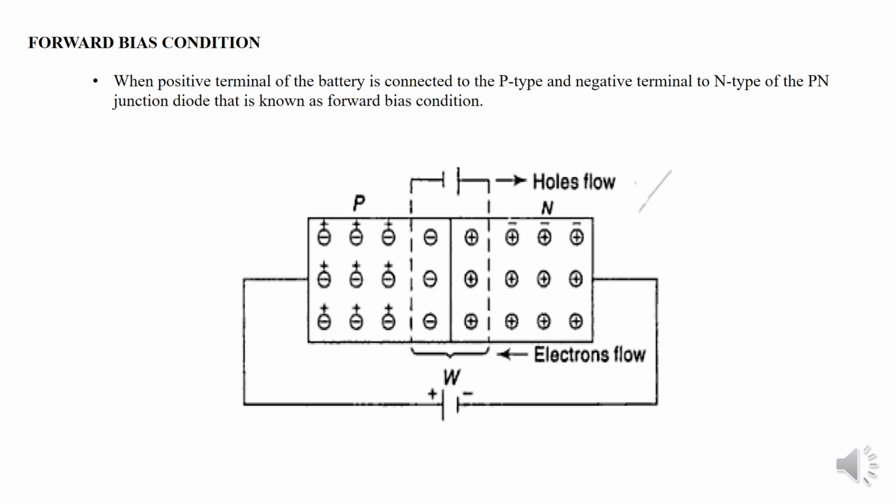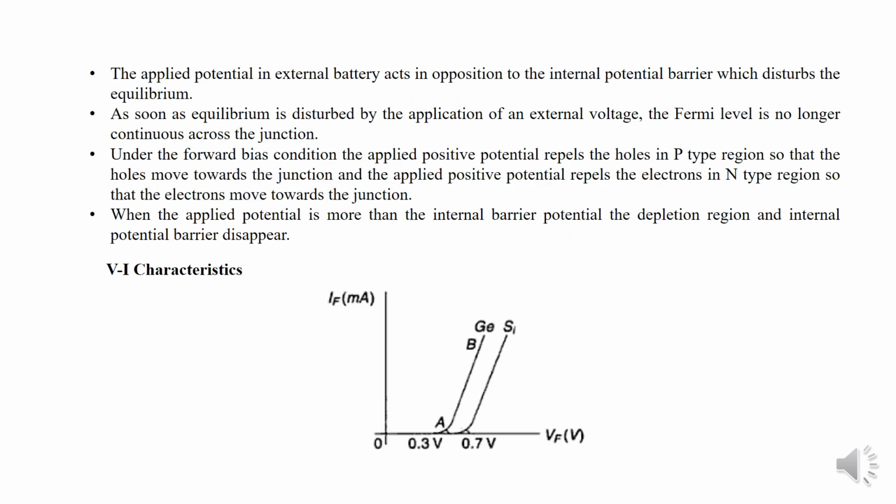Under the forward bias condition, the applied positive potential repels the holes in the p-type region so that the holes move towards the junction, and the applied potential repels the electrons in the n-type region so that the electrons move towards the junction. And when the applied potential is more than the internal barrier potential, the depletion region and the internal potential barrier disappear. Here, this is the VI characteristics of this diode.